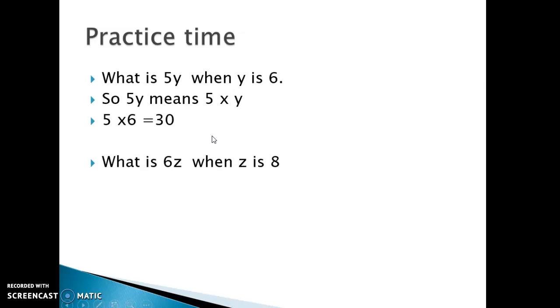Okay, next question. What is 6z when z is 8? Okay, 6z means there are 6 z's. There are 6 times of z. So 6z means 6 times z. z is 8. So 6 times 8 equals, yes, 48. Okay, thank you very much.